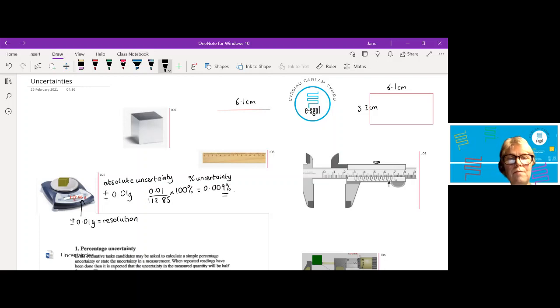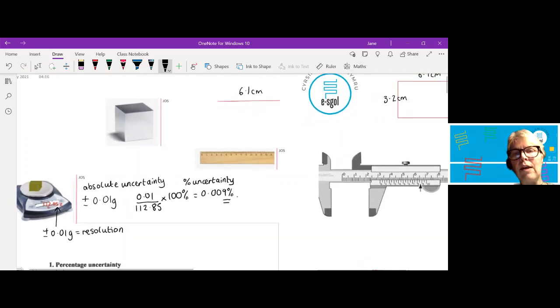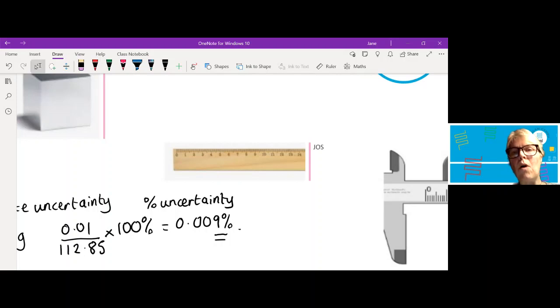But the general rule is one significant figure, unless it starts with a 1, and then we quote it to two significant figures. Okay, now very common, we have a ruler and we can measure that to the nearest 1 millimeter. So we say that for ruler measurements, plus or minus 0.1 of a centimeter, and so that's my length. And so we say the absolute uncertainty is equal to plus or minus 0.1 because that is the smallest division.